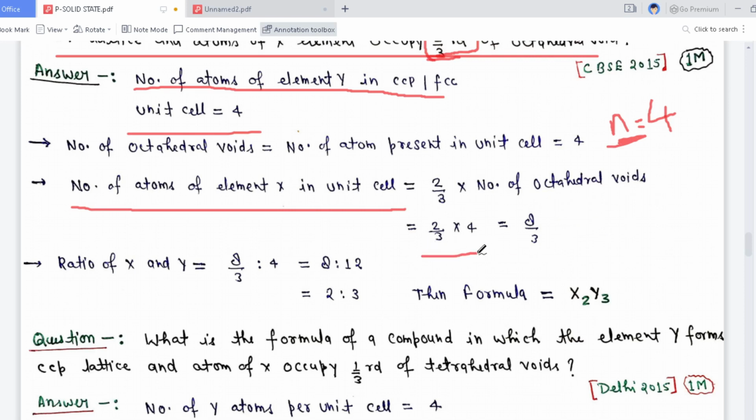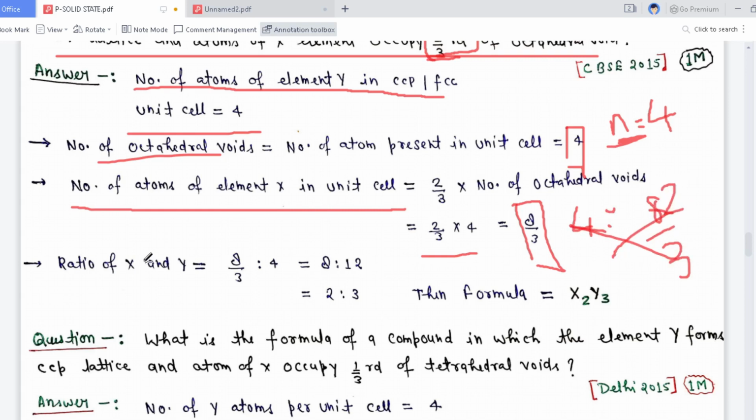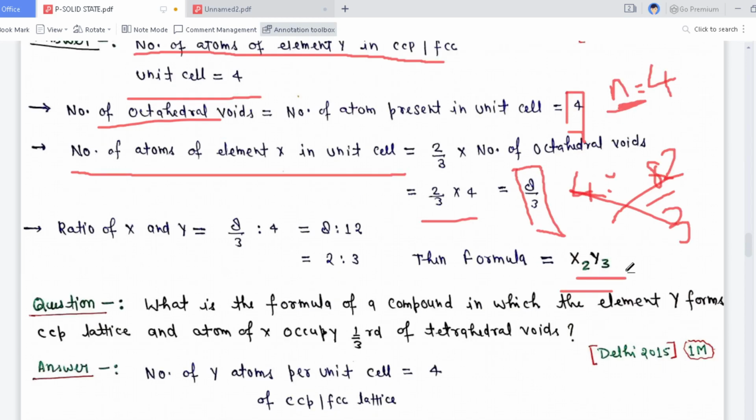So we will get the ratio of X and Y. X we got 8 by 3 and Y we got 4. So we get the ratio 8 by 3 to 4. This cuts by 4, this comes here, this goes here. So eventually we get X2Y3. Right? This is pretty simple.